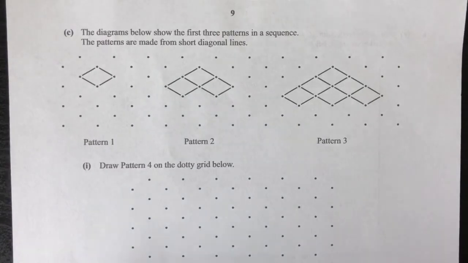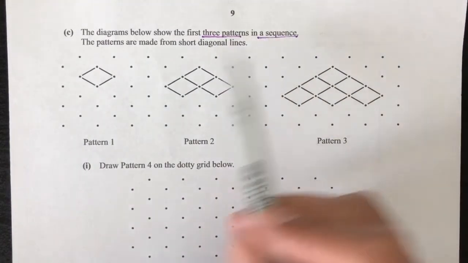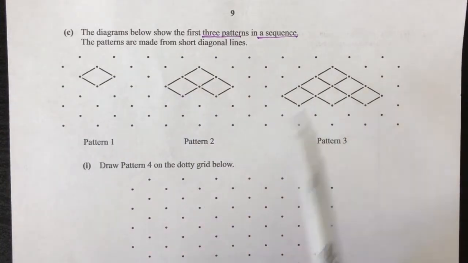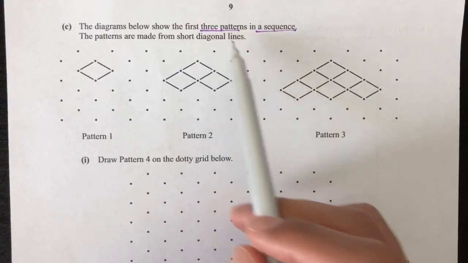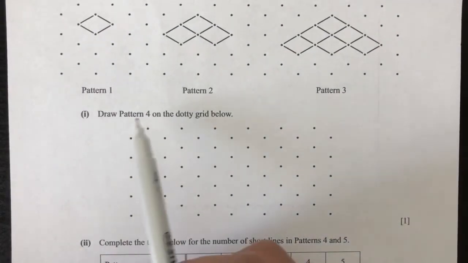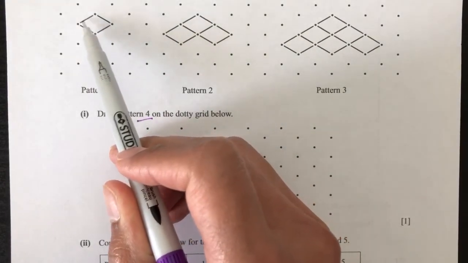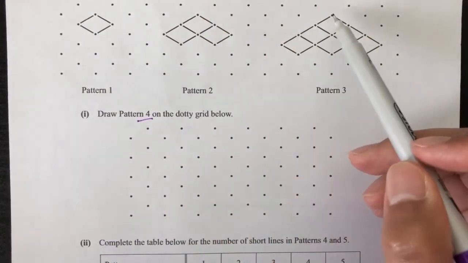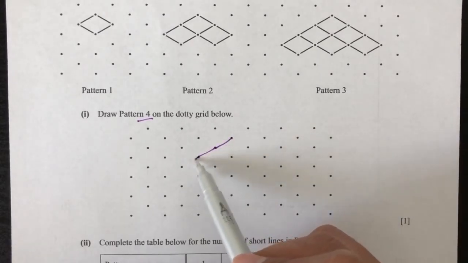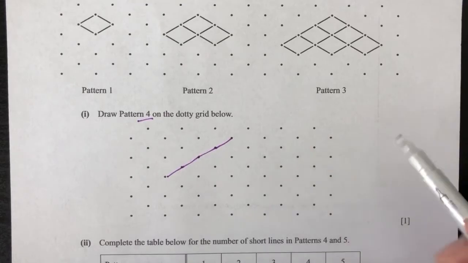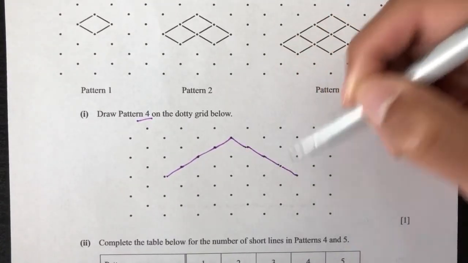Now for part C, the diagram below shows 3 patterns of a sequence. This becomes this, becomes this. Now, the patterns are made from short diagonal lines. So let's draw the pattern number 4. So as you can see, first one we only have 1, have 2, we have 3. So 4 will have 4. 1, 2, 3, 4. On both sides, 1, 2, 3, 4.